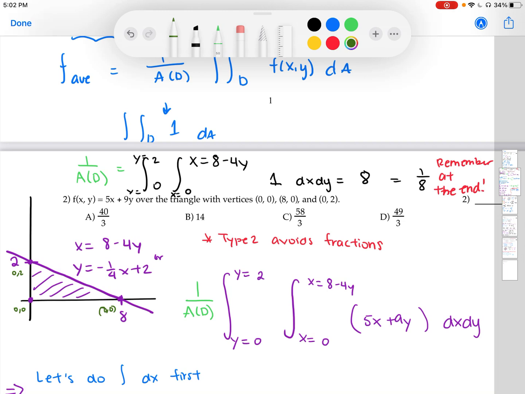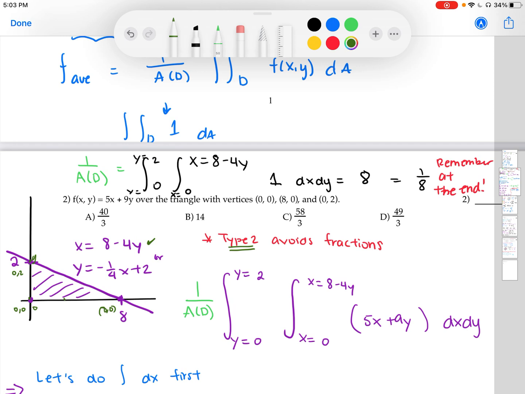Now we want to find an equation over which we can integrate. You can use type 1 or type 2. If you choose type 1, then you're looking at your x value. So we'd go for our x's from 0 to 8, and we integrate from 0 to y equals negative 1/4 x plus 2. Now, if you want to do type 2, then we're looking at the y's. We go from 0 to 2 for y, and then we integrate the line in terms of x. So we have x equals 8 minus 4y. And that one's nicer. Type 2 is much nicer because we don't have that negative 1/4 fraction.